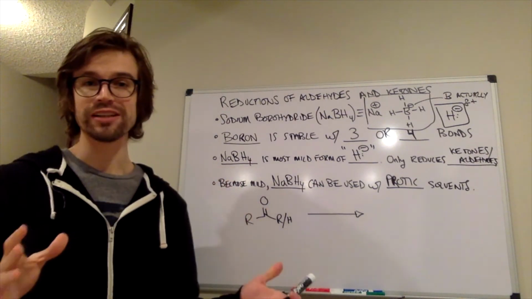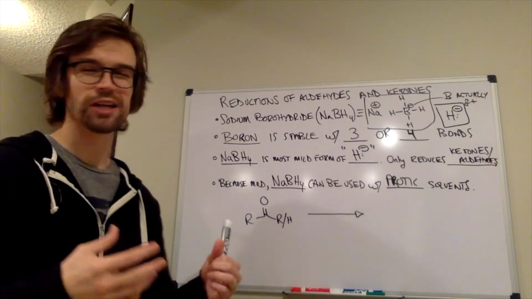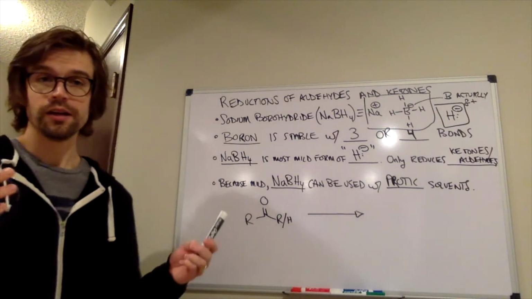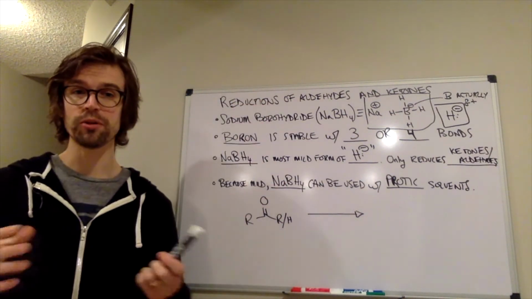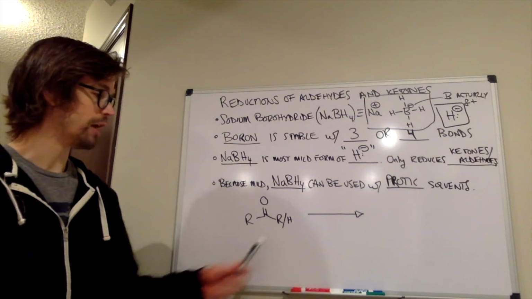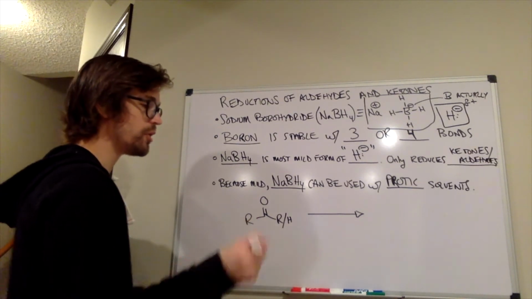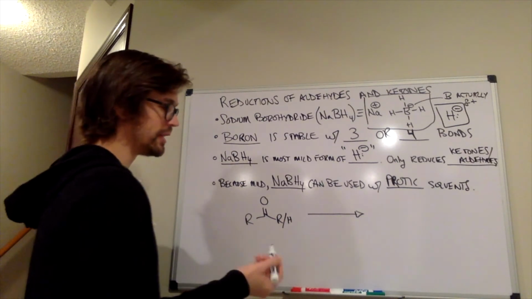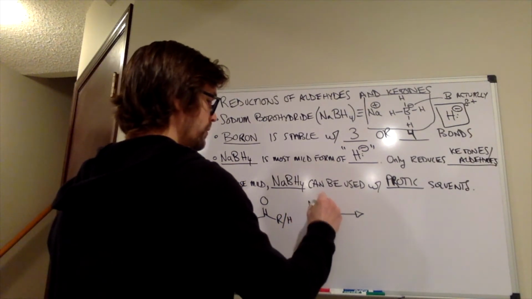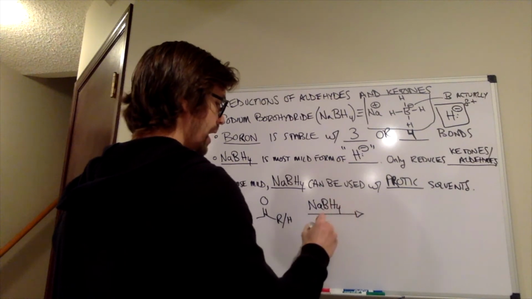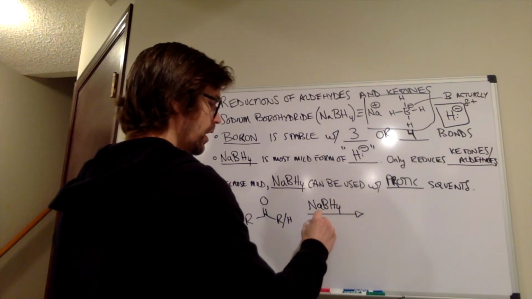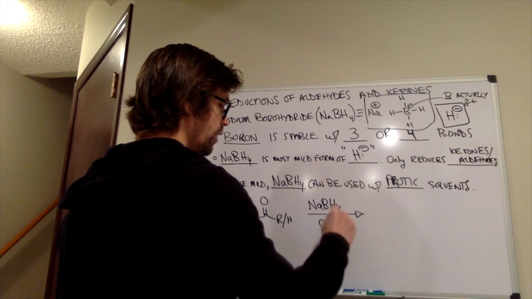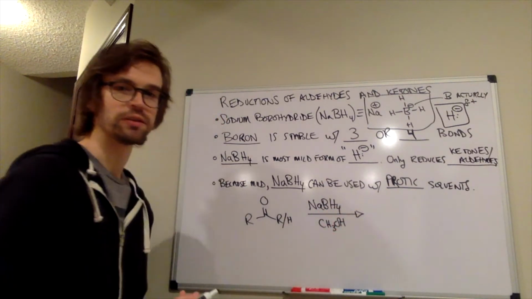But sodium borohydride is not like that. We can use it with protic solvents because it's a pretty mild reducing agent. So that's all the bullet points on sodium borohydride. So how does it work? Well, if we have this ketone or aldehyde, so I have R or H here. If it was R, it would be a ketone. If it's an H, it would be an aldehyde. And we treat that with sodium borohydride. What's our protic solvent? We'll just choose methanol, CH3OH. That's our protic solvent here.